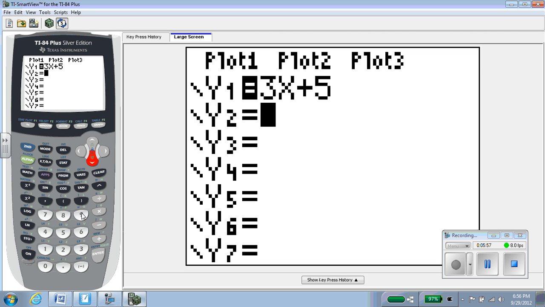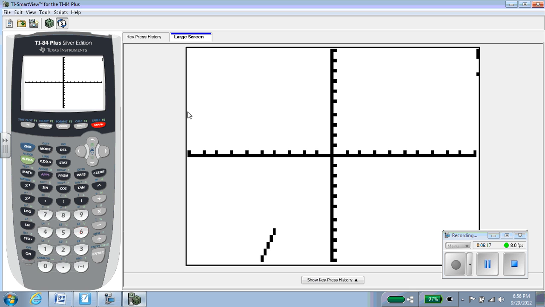My second equation is negative 2x minus 6. So negative, not minus, but negative 2x and then minus 6. Notice they look different on the screen too, negative and minus. I'm going to go back to my graph.